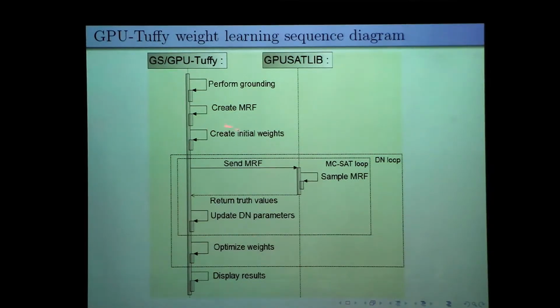We first ground, then create the Markov random field, and propose an initial value of the weight. And we use here the whole Markov random field, as there is no opportunity to partition here. We sample this Markov random field, find the truth values, and with it we can update the parameters of the diagonal Newton method. The diagonal Newton proposes a new value for the weight, and we repeat this process with the new values for the weight until we have the optimum and we can display the results.